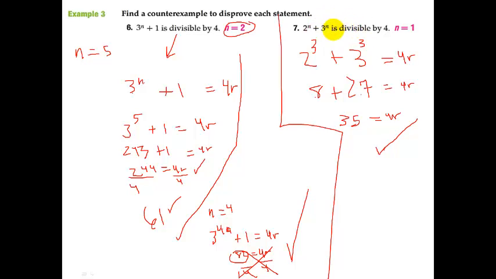We've proved that this is not true by getting something here where the r value is not a nice whole number, because to be divisible by 4, you'd have to have a nice whole number for r. That's it for the examples. Let me figure out what your homework is, and that'll be coming next.